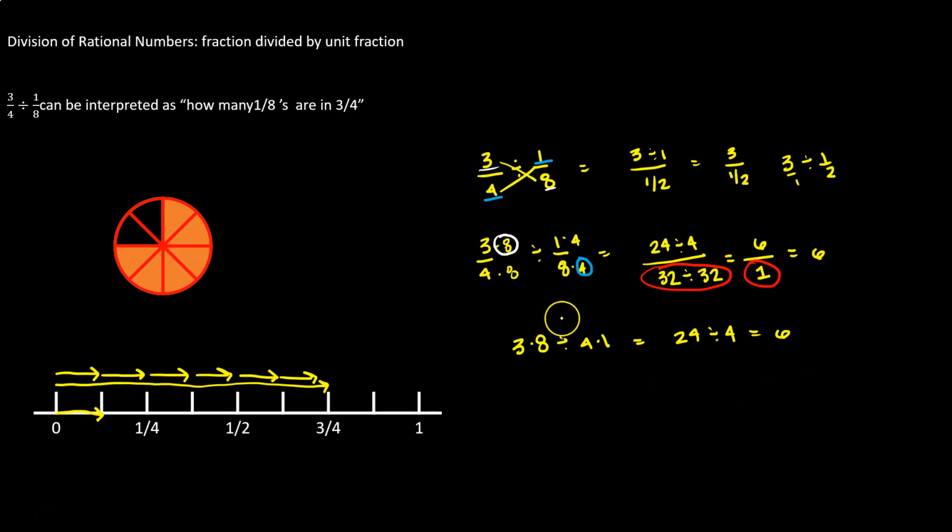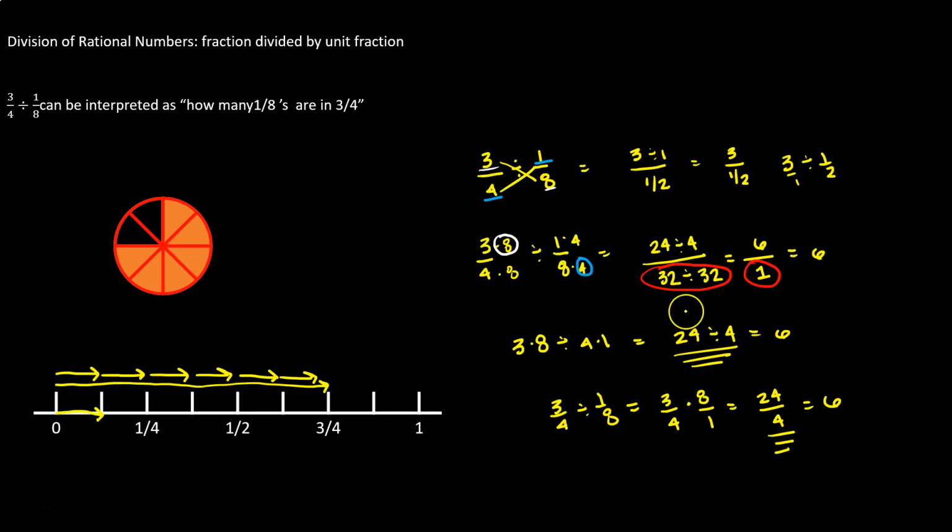You might have heard of this before, where you take a fraction and you flip it and multiply. And that's actually happening here as well. 3/4 divided by 1/8 gives us the same answer as if we did 3/4 times 8 over 1. 3 times 8 is the 24. 4 times 1 is 4. 24 over 4, that's the same thing as 24 divided by 4. We get 6.